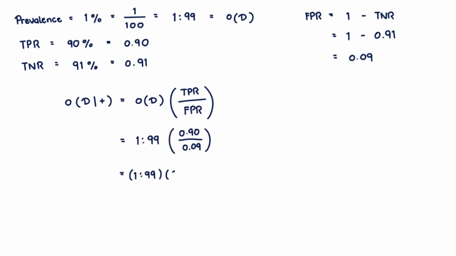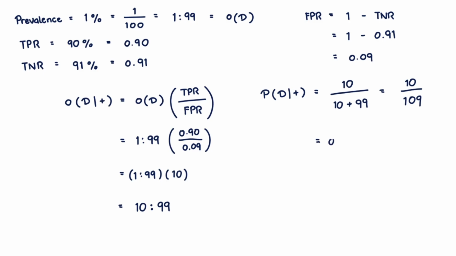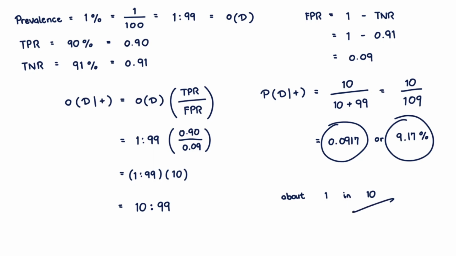Our Bayes factor is 10. Our updated odds is 10 to 99. Converting this to probability is 10 over 10 plus 99, or 10 over 109, or 0.0917, or 9.17%, which is about 1 in 10. So this is still the best answer.